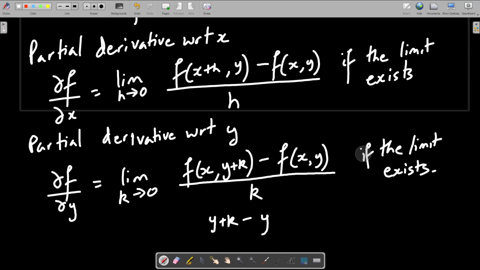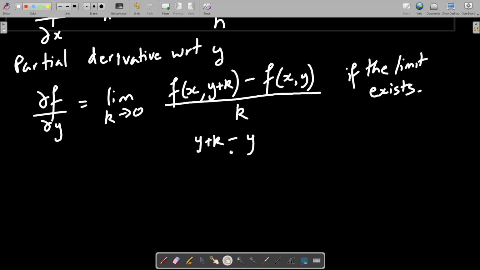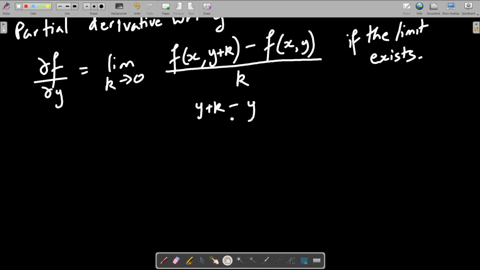It might happen that the limit does not exist. It can happen that only the partial derivative with respect to x exists but not with respect to y. Sometimes you'll have only the partial derivative with respect to x but not y. Sometimes you'll have y but not x. In the same way, some other possibilities are also there.